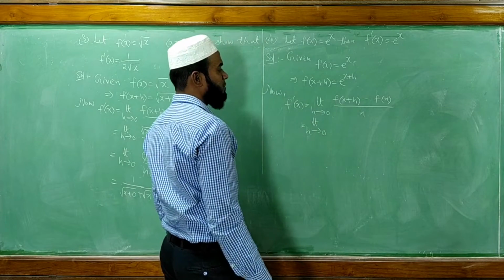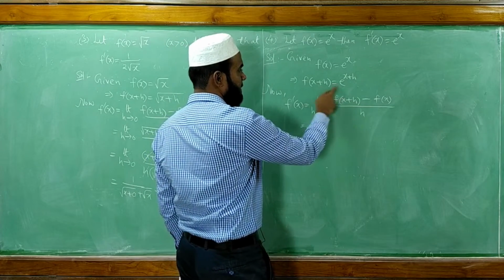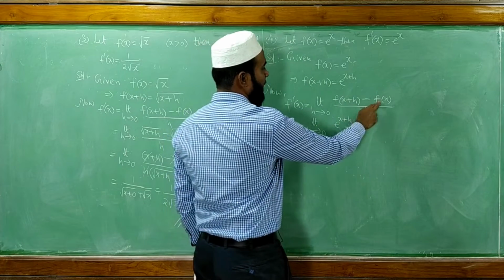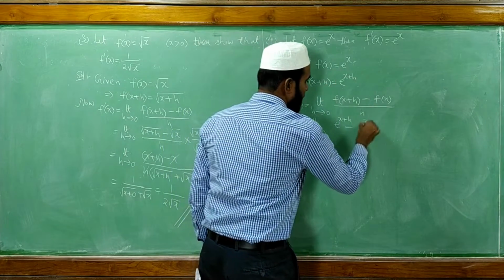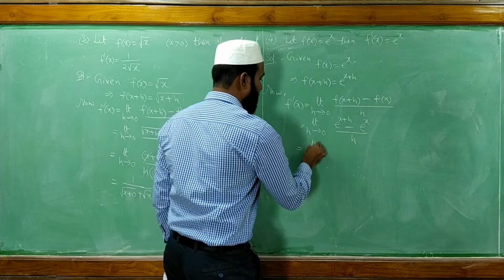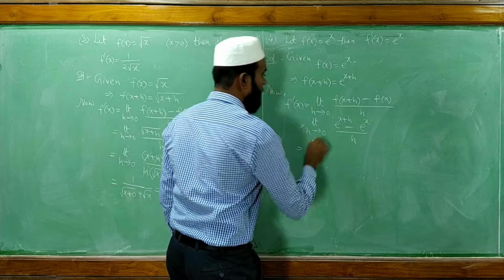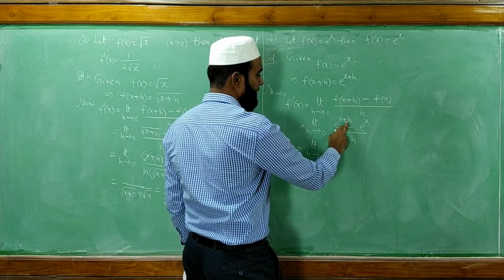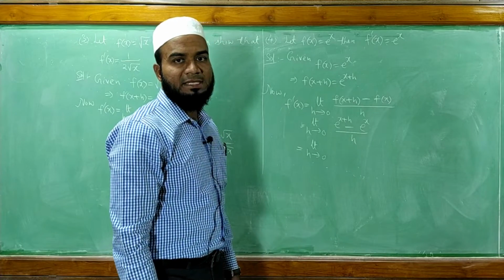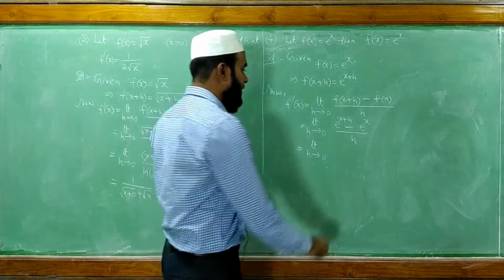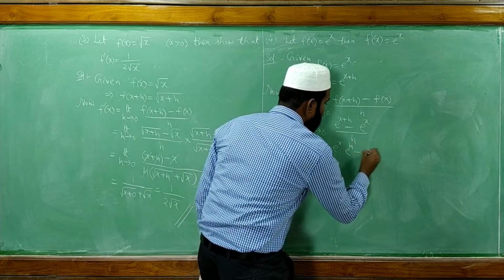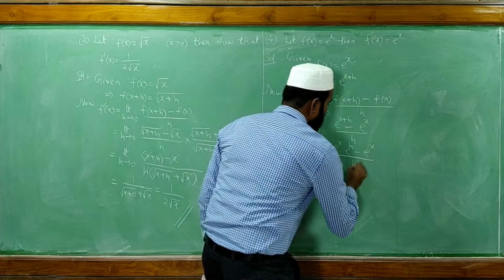What is f of x plus h? f of x plus h is given by e power x plus h, minus f of x. f of x is given by e power x. This is divided by h. This is equal to limit h goes to 0. This e power x plus h can be written as, if e power a plus b is there, that can be written as e power a into e power b. Similarly here, e power x into e power h minus e power x, divided by h.